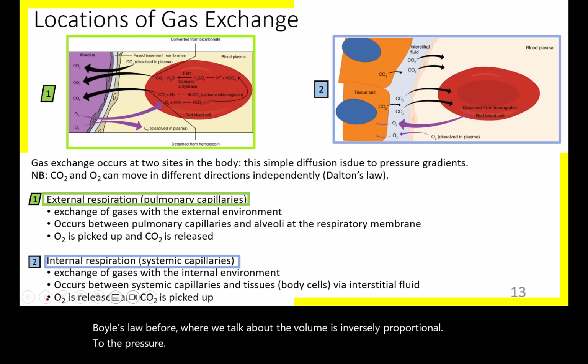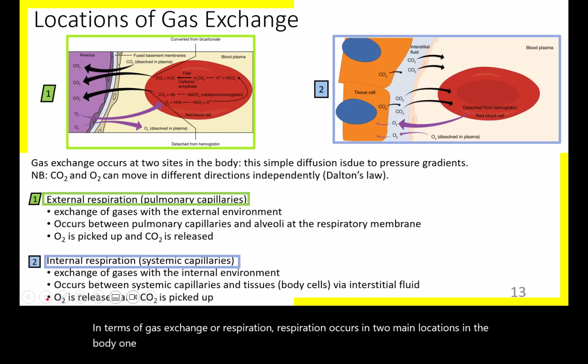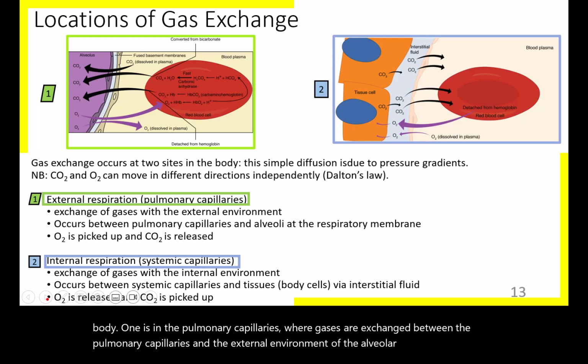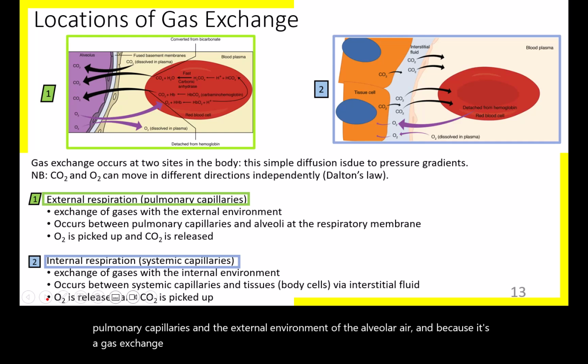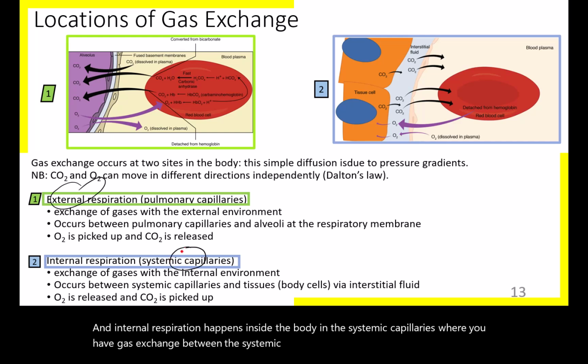In terms of gas exchange or respiration, respiration occurs in two main locations in the body. One is in the pulmonary capillaries, where gases are exchanged between the pulmonary capillaries and the external environment of the alveolar air. Because it's gas exchange between the external environment and the capillaries, it's called external respiration. And internal respiration happens inside the body in the systemic capillaries, where you have gas exchange between the systemic capillaries, the interstitial fluid and the body cells, right?